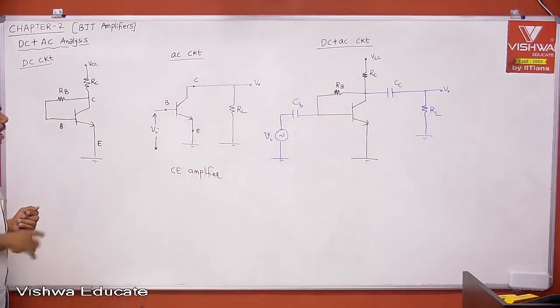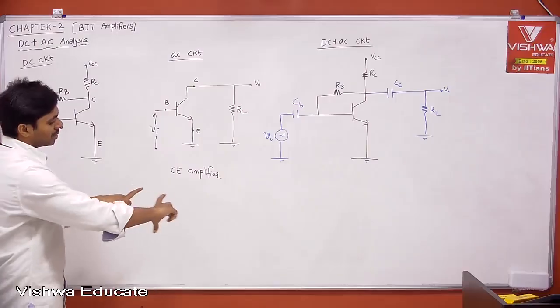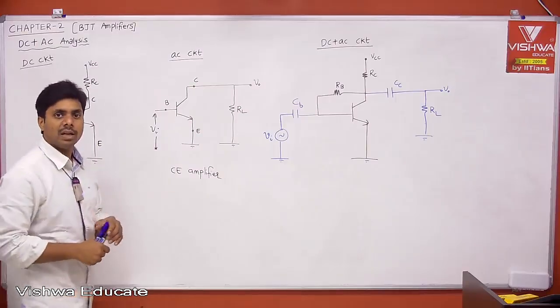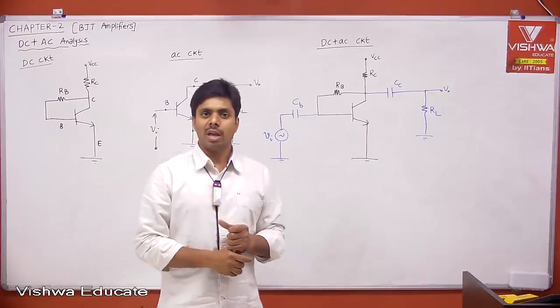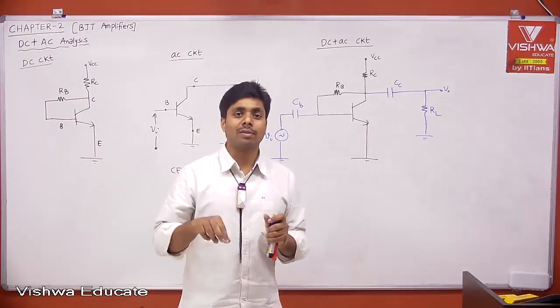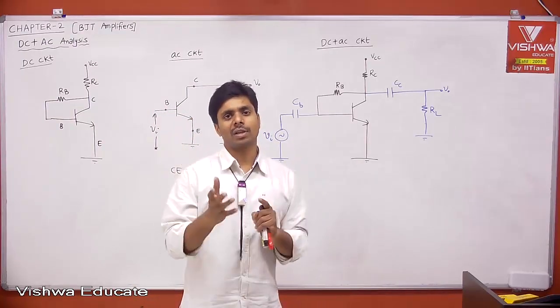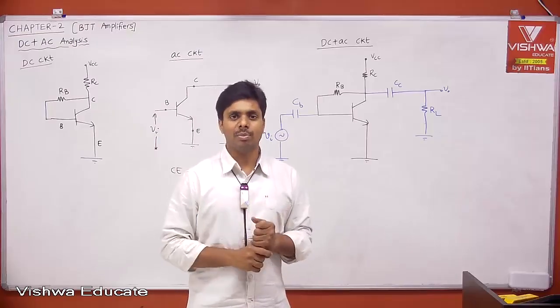In the case of RC coupled CE amplifier, we simply added a capacitor in parallel to RE. Therefore, it is bypassed, and we don't want RE for AC analysis. But we want RE for DC analysis to have Q point stability. Therefore, we kept it. The capacitor will act as an open circuit, then RE will be present.